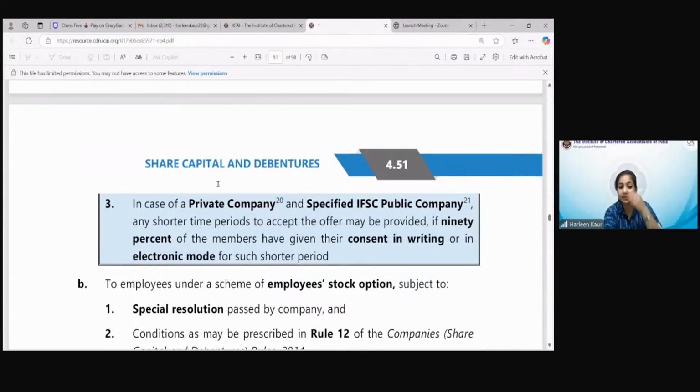A question can come on this. When will a private company allow shorter notice? If 80% have consented, 30%, 60% or 90%? Tell me, if how many members have consented? 90% have consented. Absolutely correct.